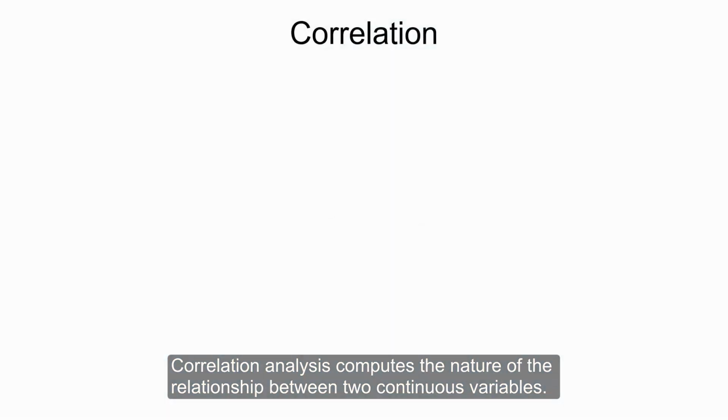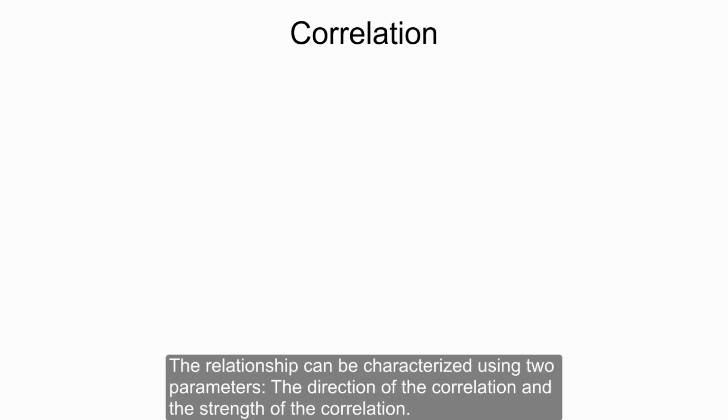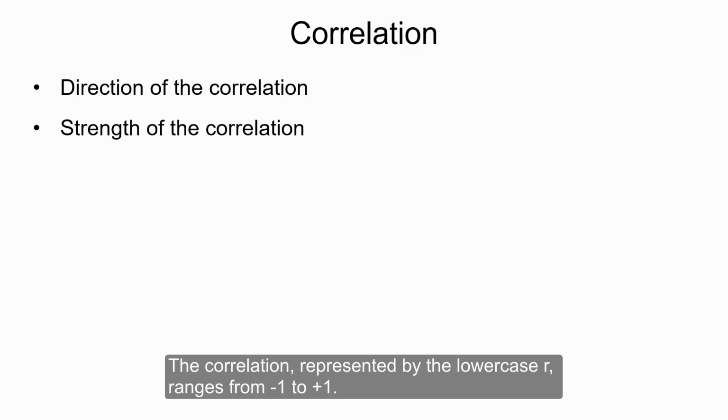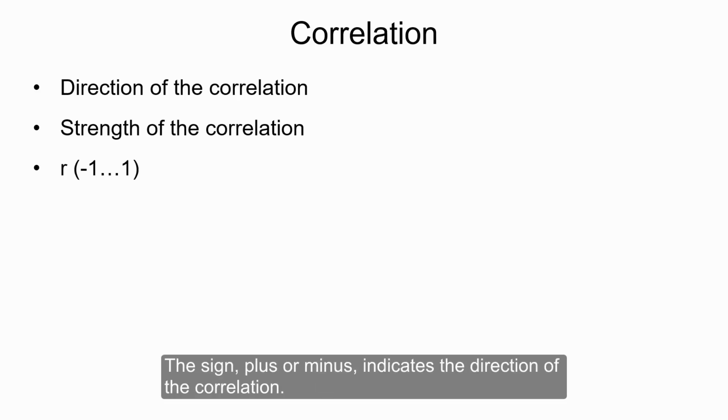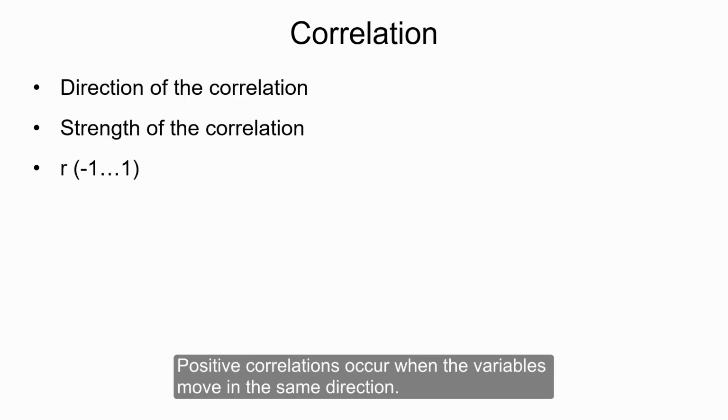Correlation analysis computes the nature of the relationship between two continuous variables. The relationship can be characterized using two parameters, the direction of the correlation and the strength of the correlation. The correlation, represented by the lowercase r, ranges from -1 to +1. The sign, plus or minus, indicates the direction of the correlation.